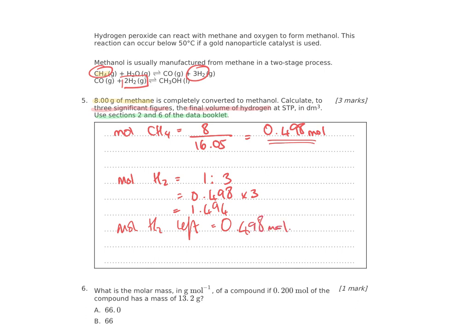And so then you're going to calculate your volume in decimeters cubed of a gas, which is moles times 22.7. 0.498 times 22.7 is going to be 11.3 decimeters cubed. Remember this is 3 significant figures, so you will get marked down if you haven't done that.